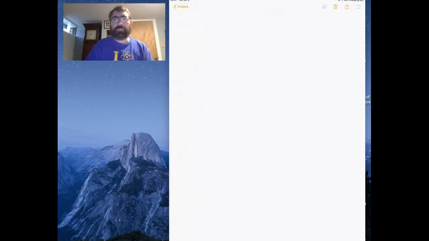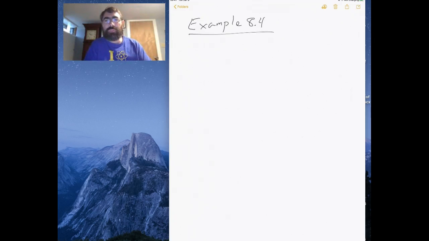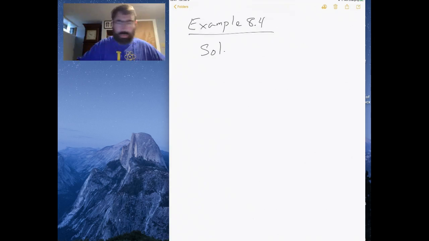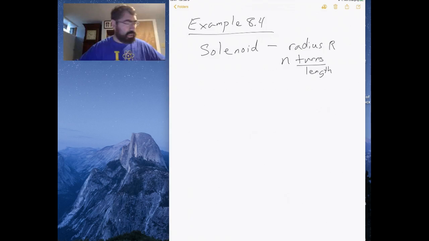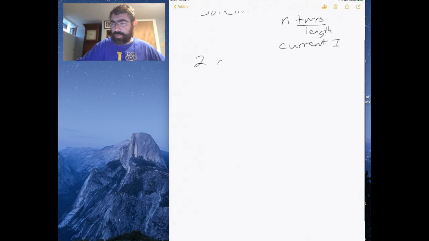So now let's consider an example with angular momentum. This is example 8.4 in the Electrodynamics book by Griffiths, 4th edition. In this example, we have a solenoid with a radius r, and it has n turns per length, and it has a current I flowing through it.